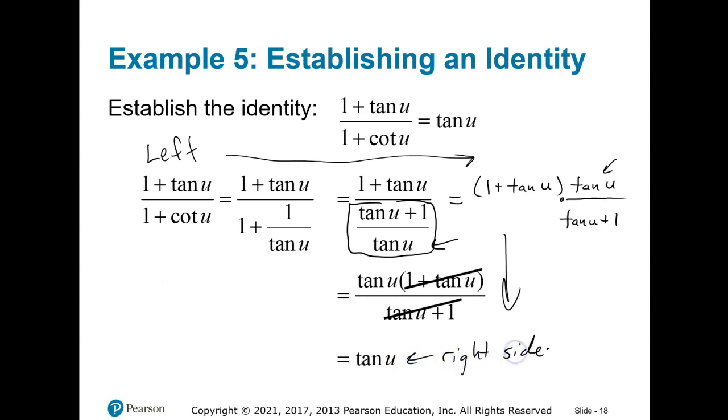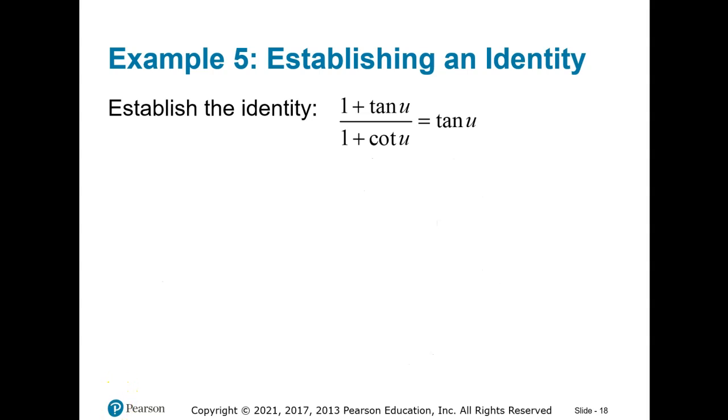That's how you establish an identity. You never do anything to both sides. You just manipulate one side and show you can get the other side. I do want you to see there's not one way to do this.